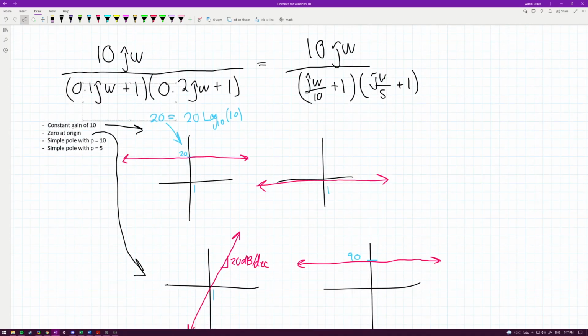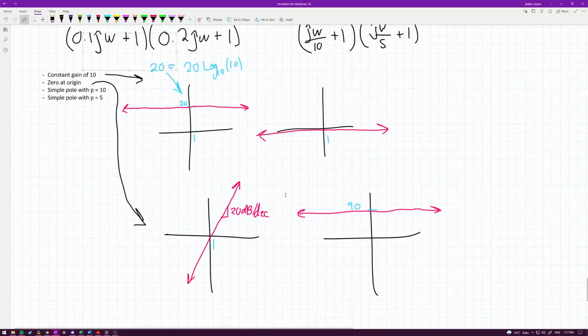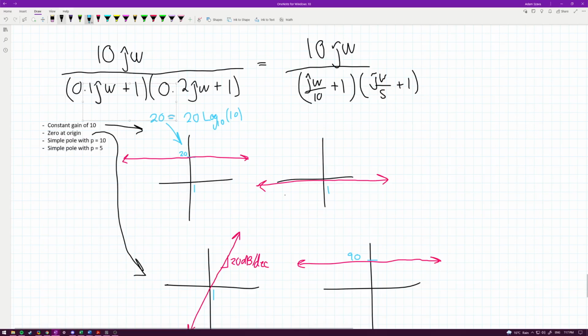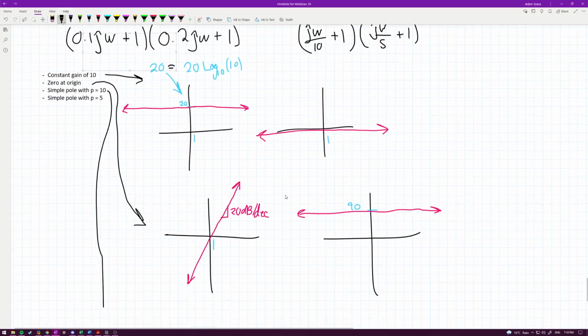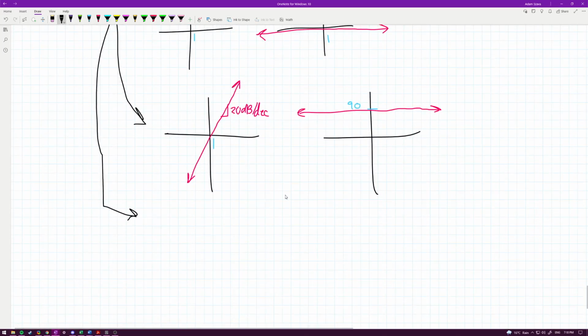So yeah. Okay. Continuing on, I have a simple pole with p equal to 10. Again, magnitude, then phase. So simple poles look like this. It's 0. We'll do a little bit of a cleaner sketch.